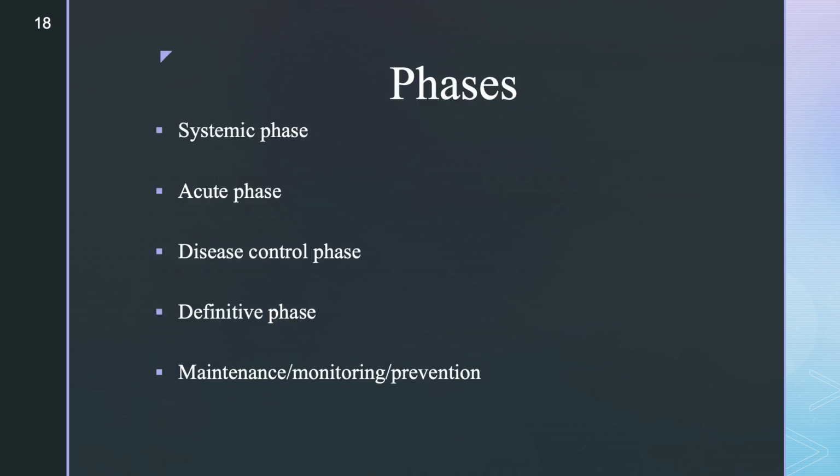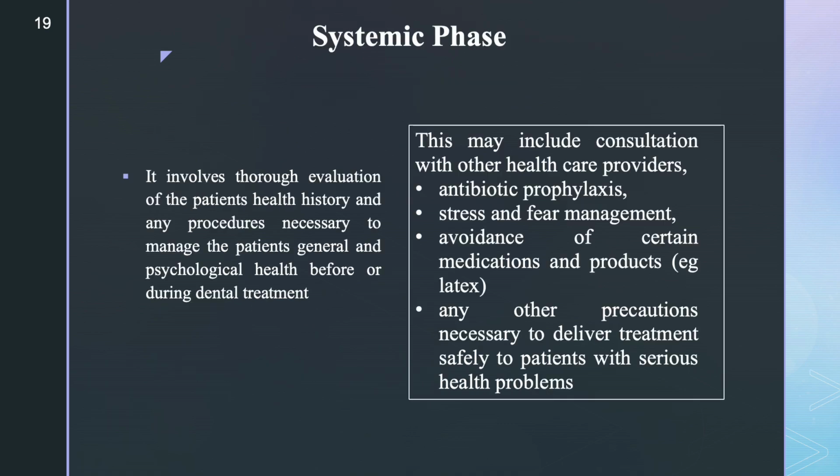There are 5 phases in treatment planning as follows: systemic phase, acute phase, disease control phase, definitive phase, and maintenance phase. Let's break it down one by one. So the systemic phase involves a thorough evaluation of the patient's general health history, any procedures that might need necessary management of the general conditions, and the psychological health before venturing into the dental treatment.